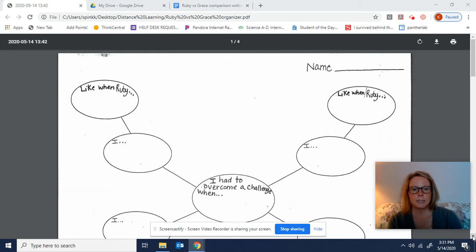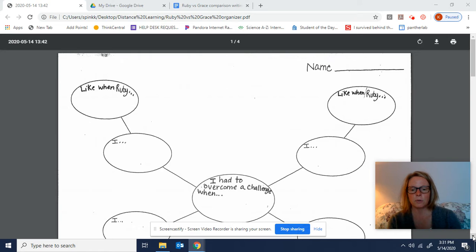So you will be able to see this graphic organizer. You can make one just by drawing and copying it on a separate piece of paper. Or if you choose not to use the Ruby Bridges story or the Amazing Grace story, you could draw a similar graphic organizer with your own characters. So the writing that we're going to do is about overcoming a challenge.